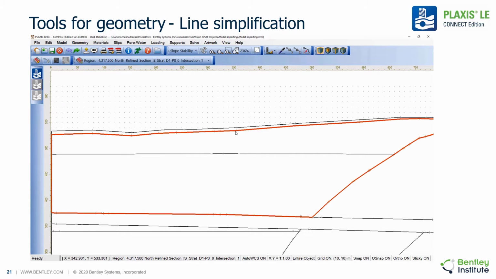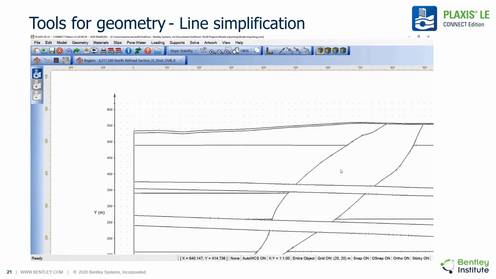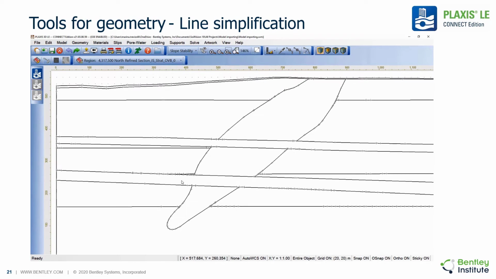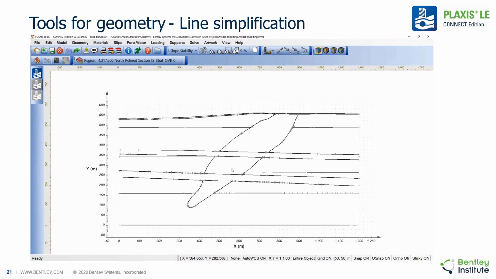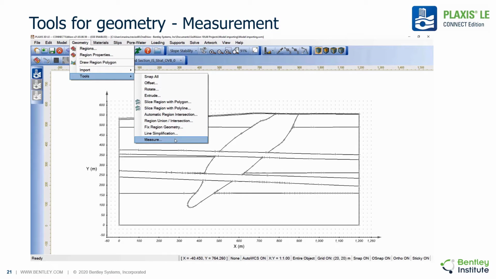This option can be important in some cases, since the region points may cause an excessive analysis time if the region geometry contains a large number of extraneous points.